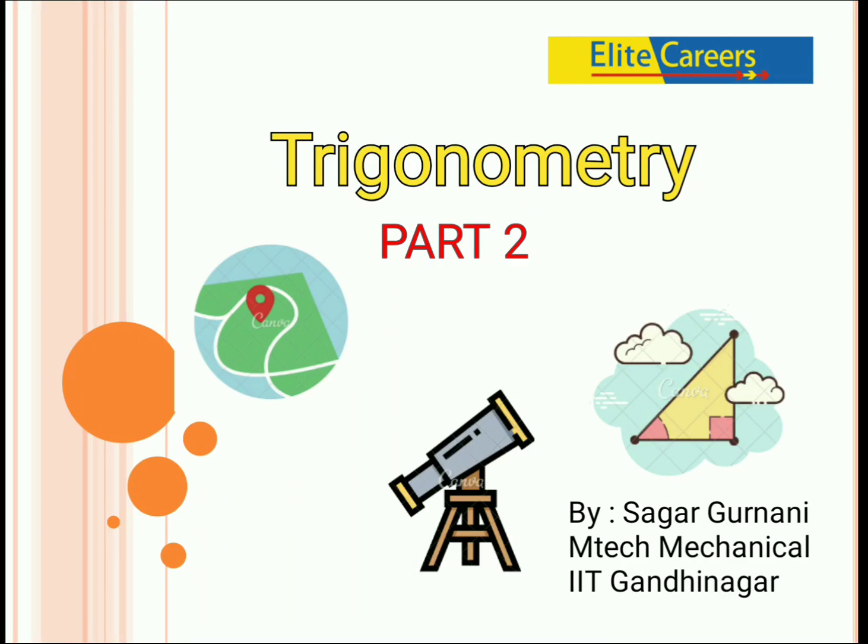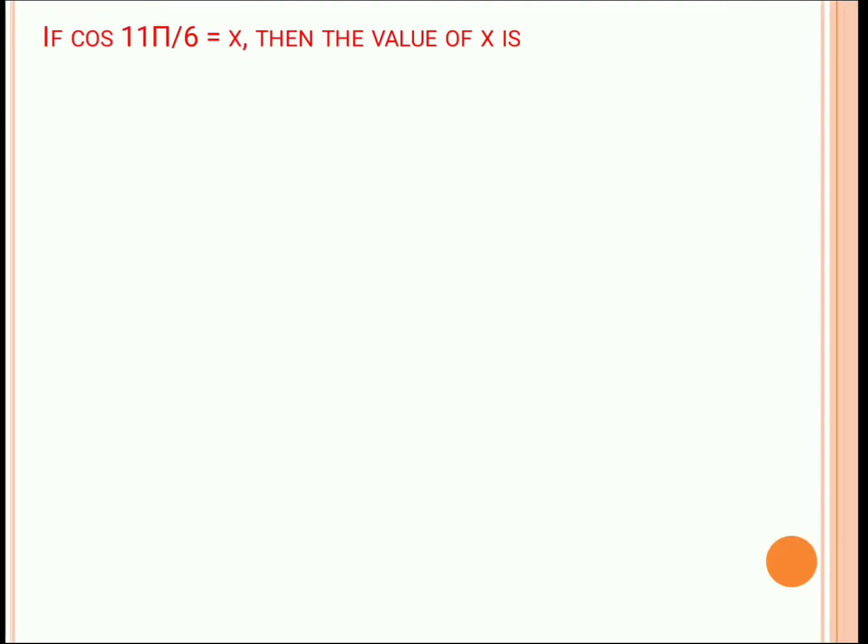In this video I am going to cover a few problems related to it. So let's start. If cos 11 pi by 6 is equal to x, then find the value of x. In this question, the value of cos is at an angle 11 pi by 6.